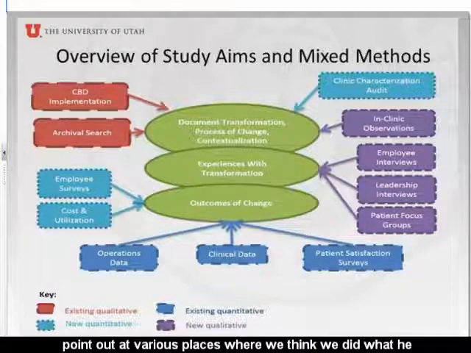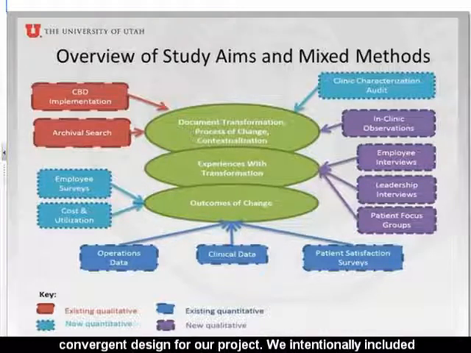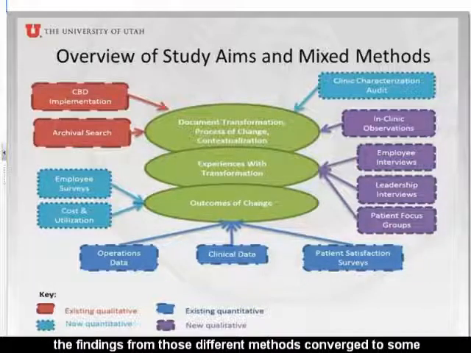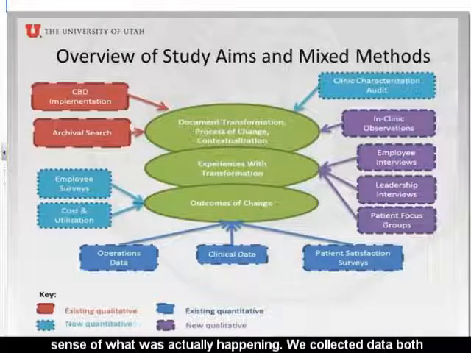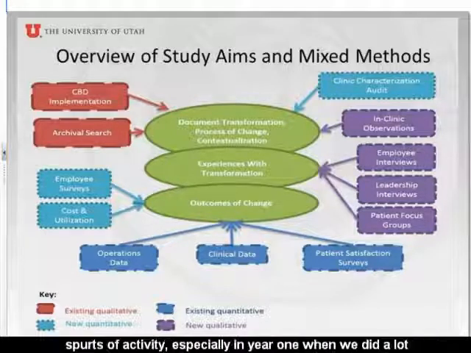Overall, I think we have both a multi-staged and a convergent design for our project. We intentionally included qualitative and quantitative methods so that we could understand whether in fact the findings from those different methods converged to some sense of what was actually happening. We collected data both sequentially over about a 3-year period, as well as concurrently in kind of spurts of activity, especially in year 1 when we did a lot of our new data collection.